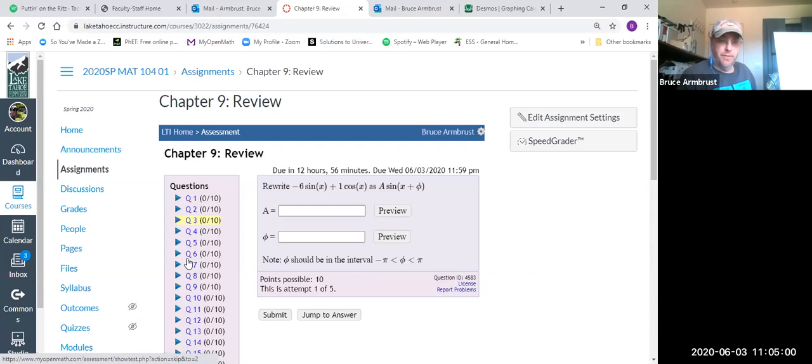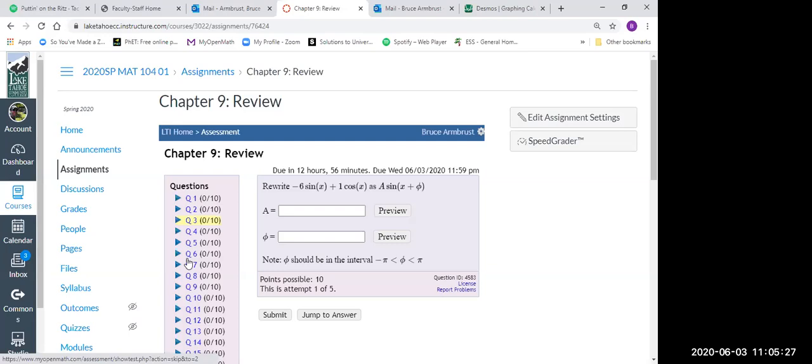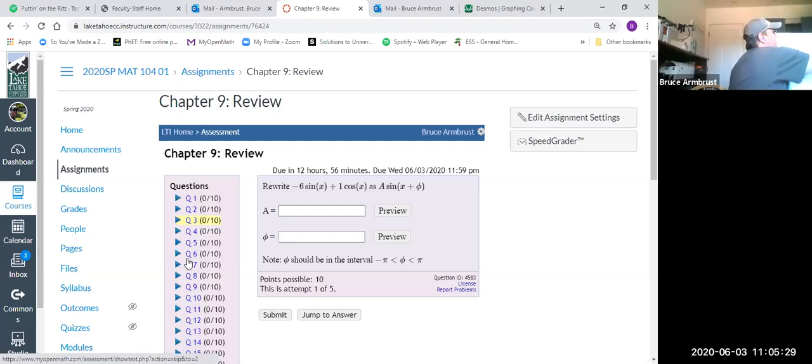All right, so let me just write down what these guys are, and then we'll go to the board. So we've got -6 times the sine of x. And we're going to add to that 1 times the cosine of x. And we want to write it as a sine of x plus phi.